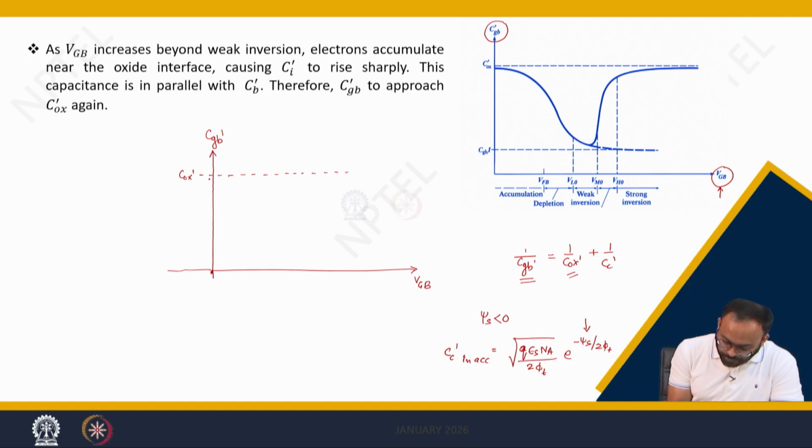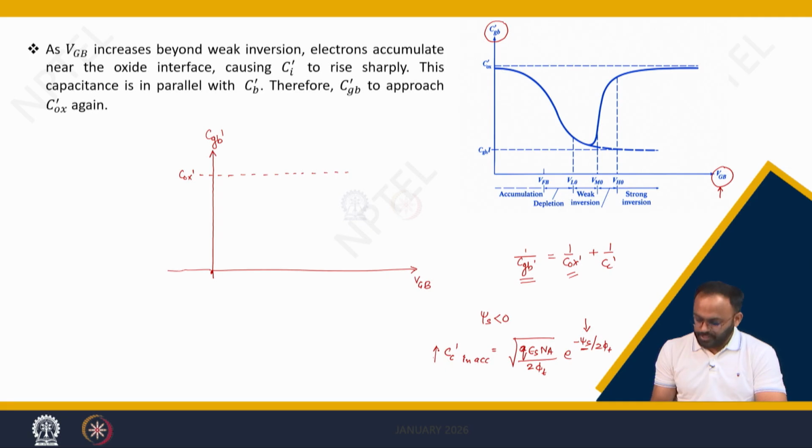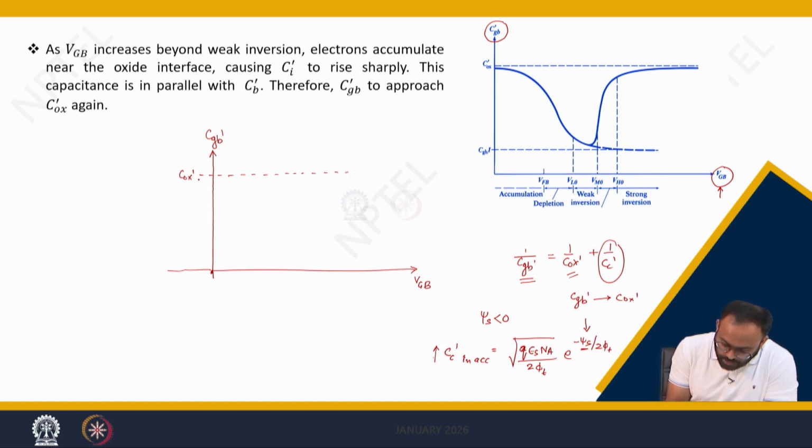That is why, when the surface potential is very much negative, CC dash is very high. If CC dash is very high, then this term, 1 over CC dash, is very low, and hence CGB dash approaches COX dash. So, we will start with this region of operation, and this region I am defining as accumulation.